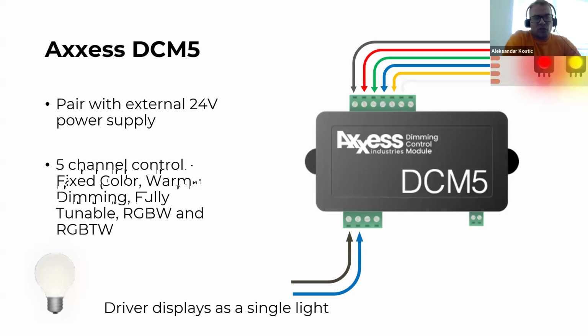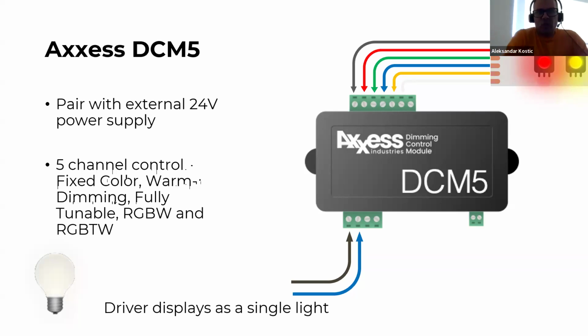That means those five channels are always a single load. You cannot split them across multiple LEDs. So one DCM5, one lighting load to control from the user interface. Typically, five channels, for example RGB tunable white, are used for red, green, blue, warm white, and cool white for the RGB tunable white LED tape.